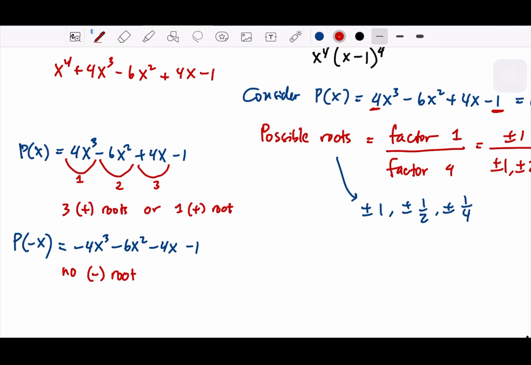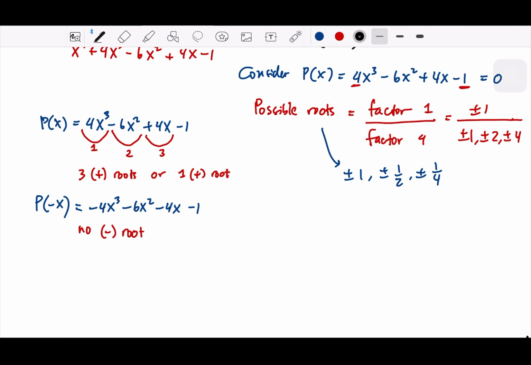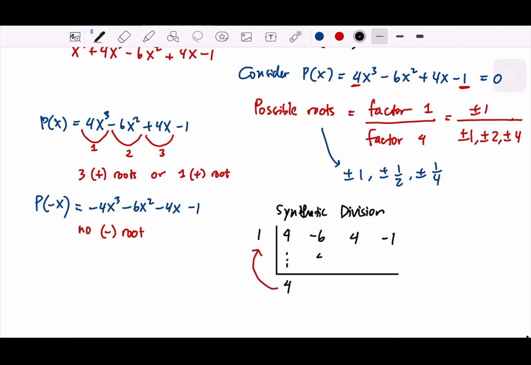So the next step is we are going to use synthetic division, and maybe try from 1. So 4, negative 6, 4, and negative 1. 4 goes down, and 4 will be multiplied with 1, and put another 4 here. Plus this is negative 2. The same thing, multiply with 1, negative 2, 2. So it still has a remainder.